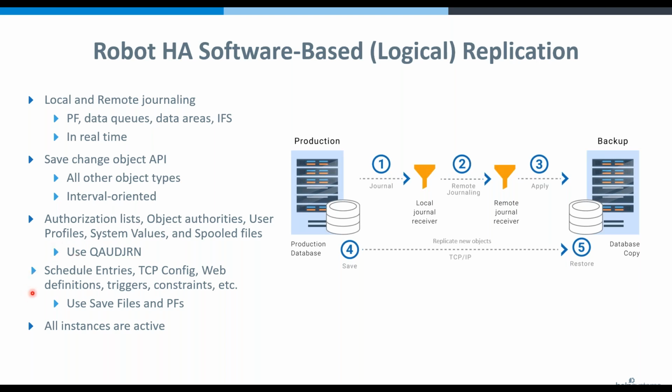And then the other thing we do is we want to make sure you're ready for a role swap. So we are copying your TCP/IP configuration, your schedule entries, your web definitions, triggers, constraints, etc., putting those into save files and physical files, also in an interval process. And we're using, again, that same socket conversation, TCP/IP conversation, to send that information over to the target. With data or logical replication, production and the backup server are both active. These are live systems, all right?